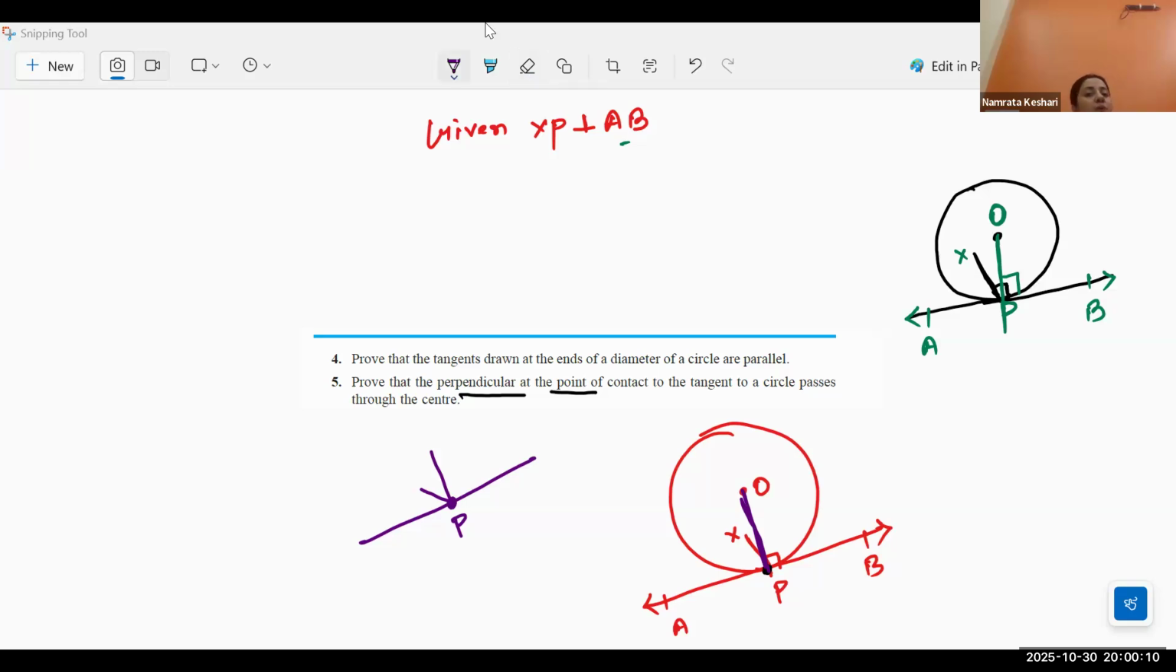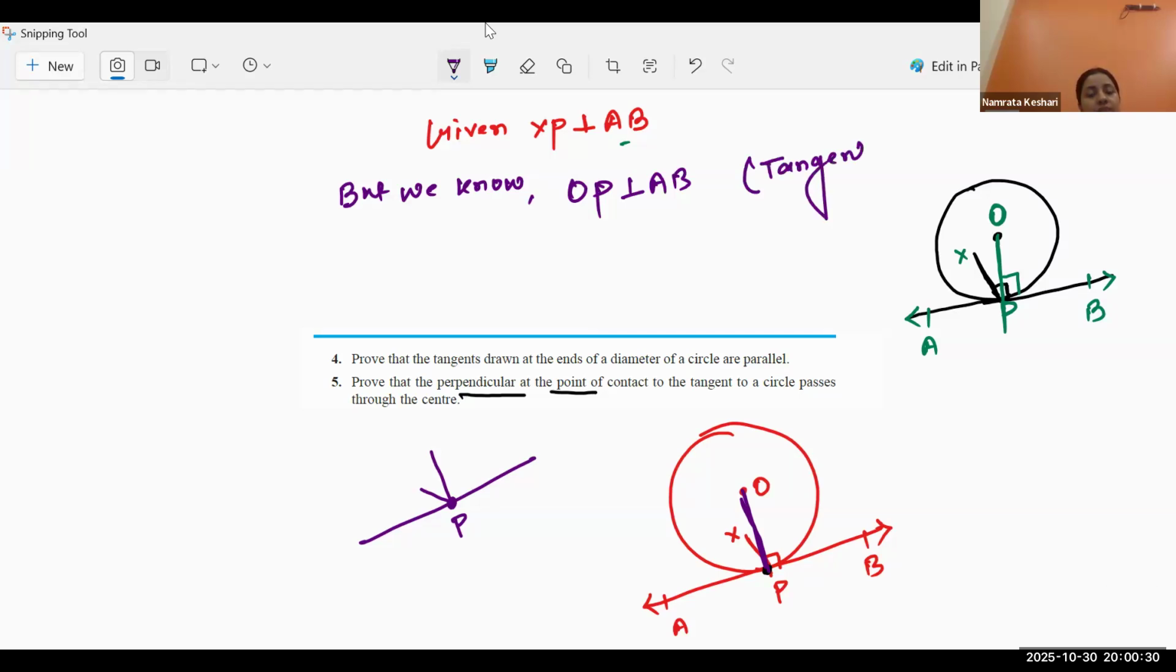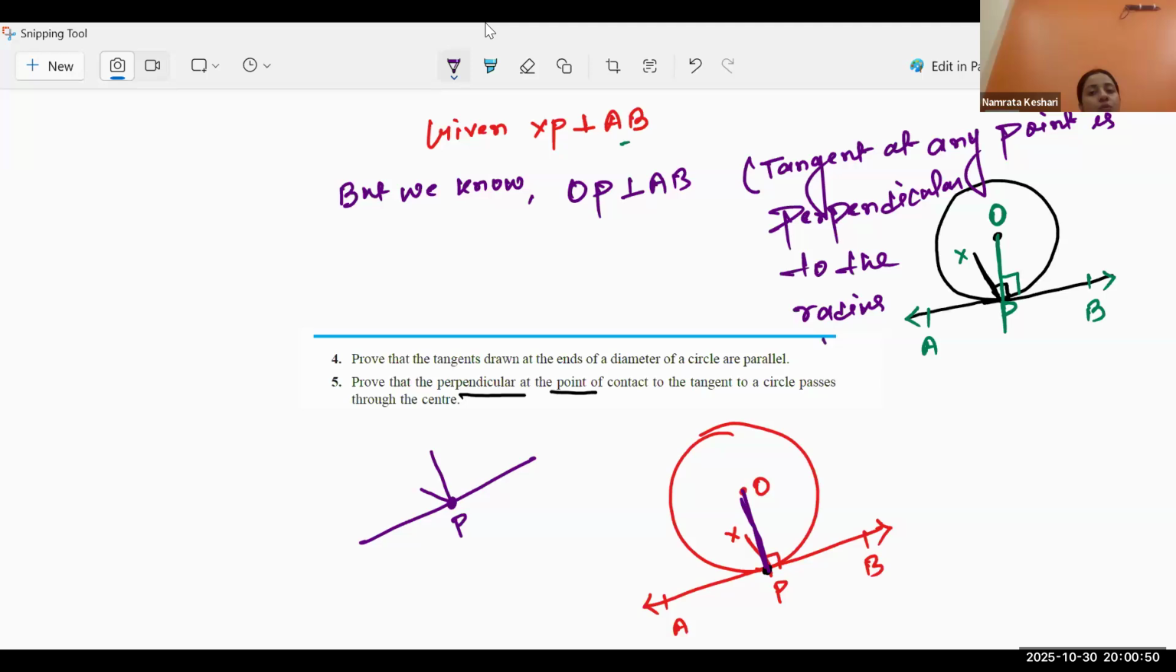So I am saying XP is perpendicular to AB. That is given over here. But we know that OP is perpendicular to AB. And here we will write the reason why: tangent at any point is perpendicular to the radius through the point of contact.